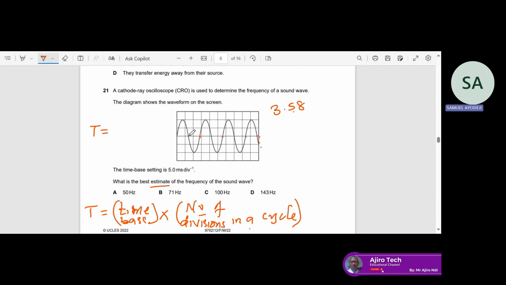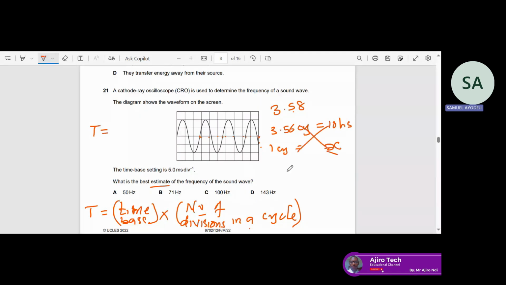If I use 3.58, how many O's? 1, 2, 3, 4, 5, 6, 7, 8, 9, 10. So I can see 10. So 3.58 cycles is equal to 10 O's. So one cycle is equivalent to what? Let me call it X. As you cross multiply here, that's the idea.